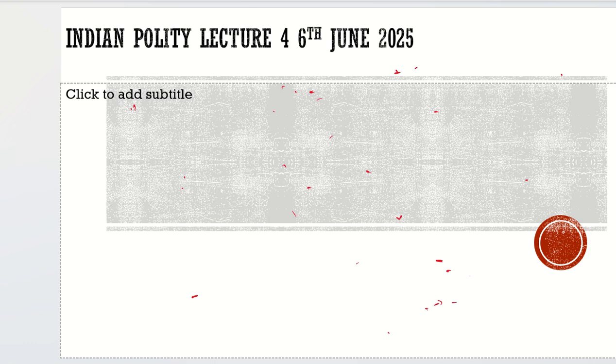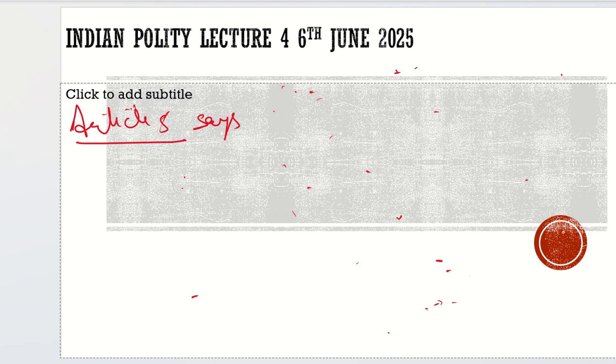Now let's discuss it one by one. Let's start with Article 5. What does Article 5 say? These are some small articles, some small topics which you need to understand. Let's try to understand that.